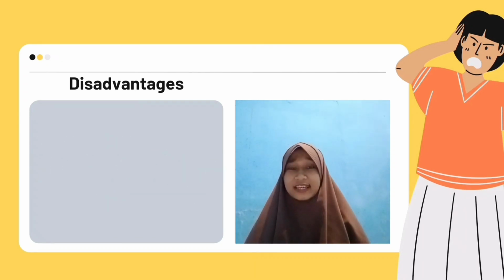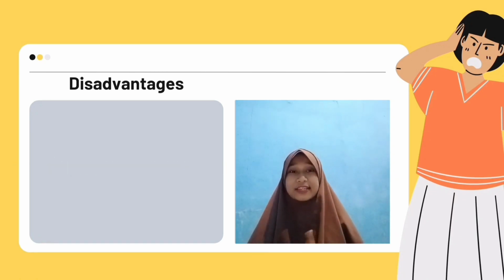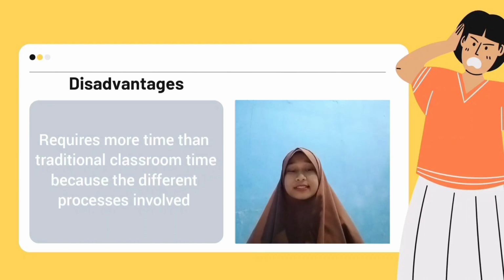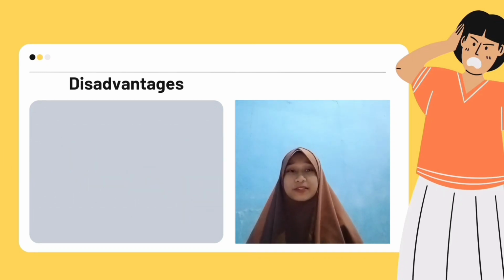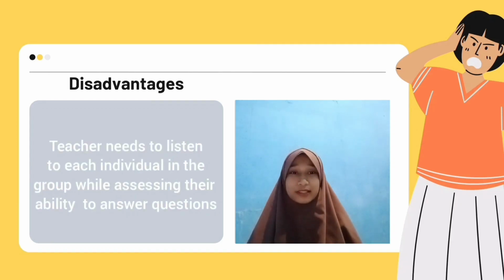The first is it's time-consuming. The reciprocal teaching model is one that requires more time than traditional classroom time. Because of the different processes involved, the teachers need to group students and listen to each individual in the group while assessing their ability to answer questions asked by their group members.